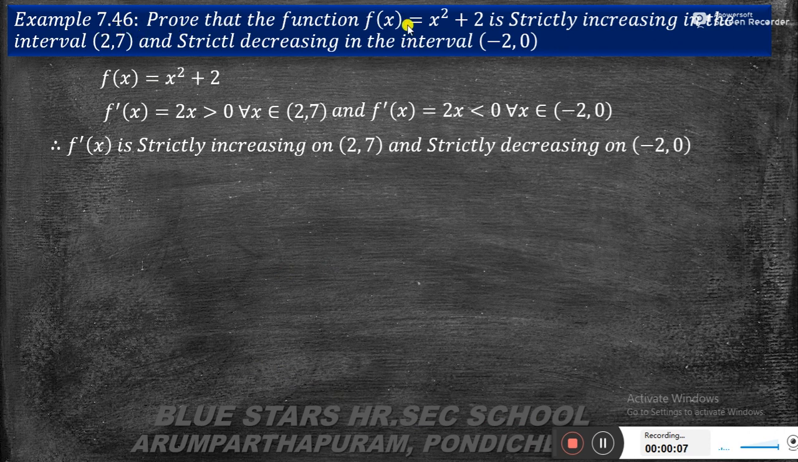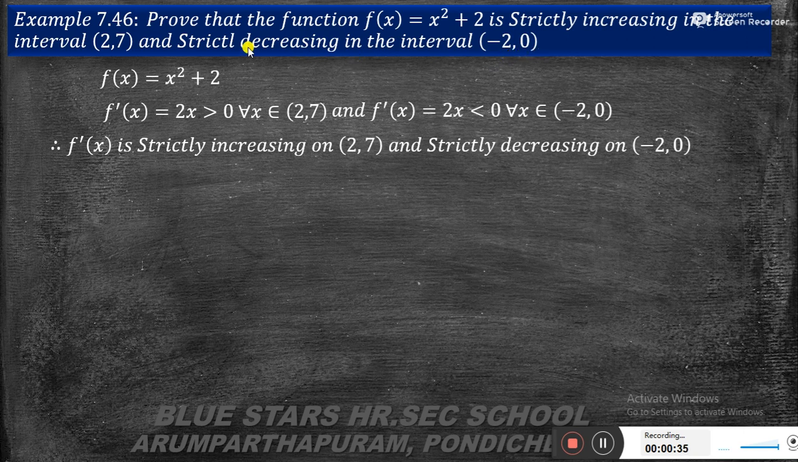Prove that the function f of x equal to x square plus 2 is strictly increasing in the interval 2, 7 and strictly decreasing in the interval minus 2, 0. So that means they ask about that. They give one function, f of x equal to x square plus 2. In this problem we will prove this function is strictly increasing in the interval 2, 7 and strictly decreasing in the interval minus 2, 0.